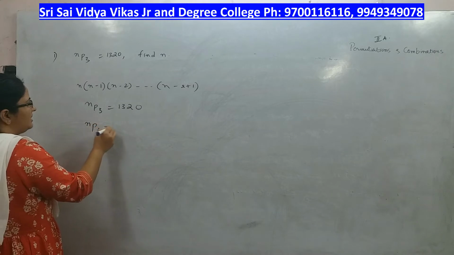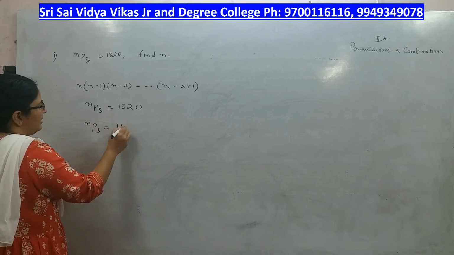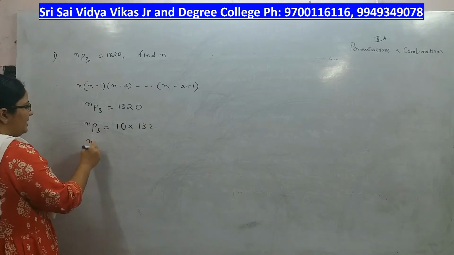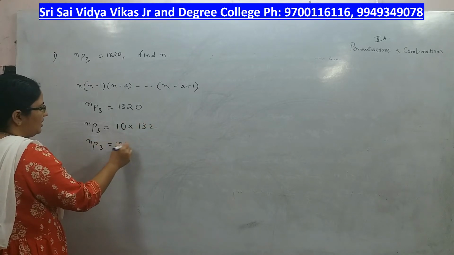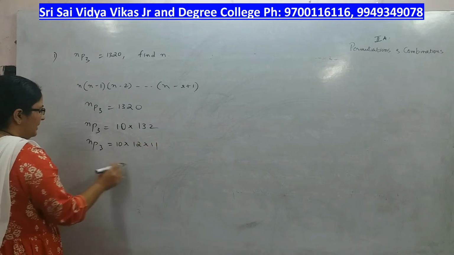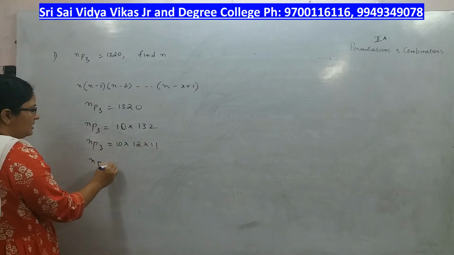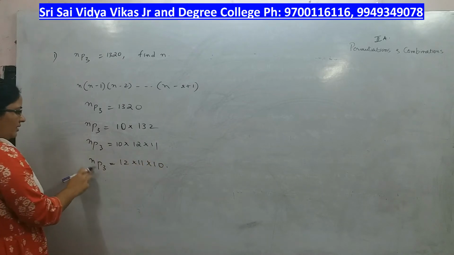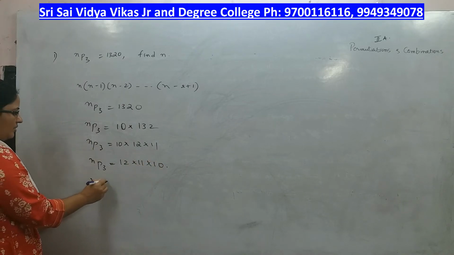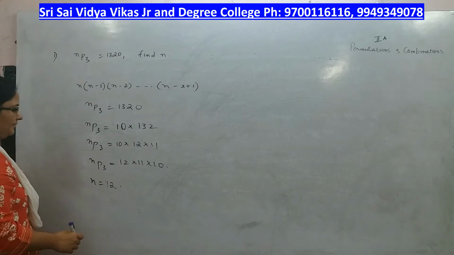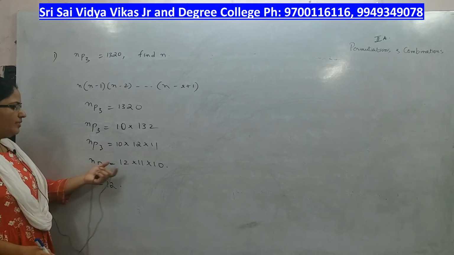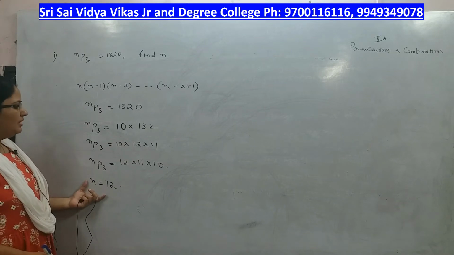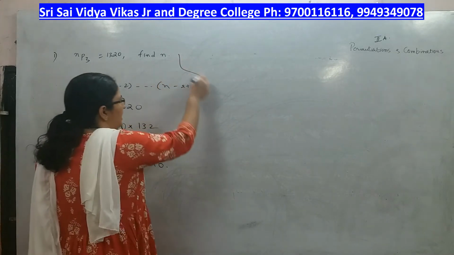nP3 can be written as 10 into 132, or 10 into 12 into 11, or 12 into 11 into 10. So here you should get the n value equal to 12, because 12P3 is 12 into 11 into 10. So the n value must be equal to 12 here. The next problem.